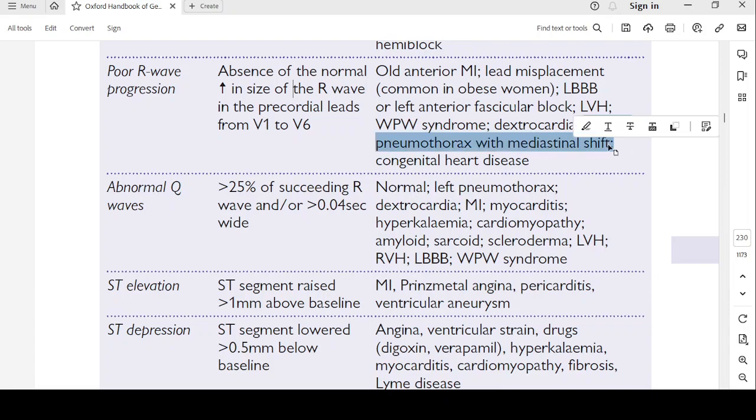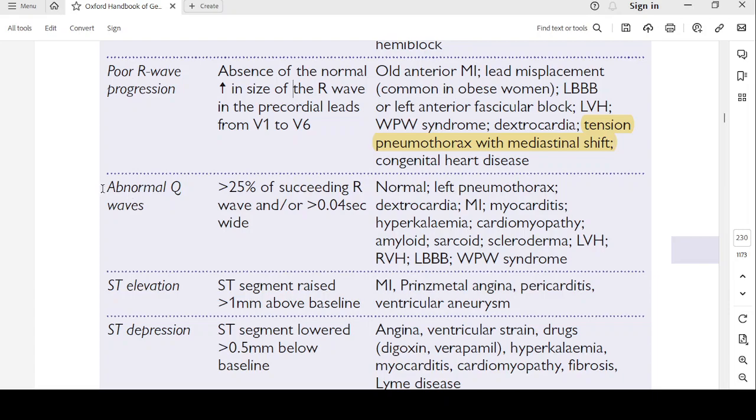So this is one thing which is peculiar. That is, in case of a tension pneumothorax with a mediastinal shift, you will have a poor R wave progression too. Same if you have a congenital heart disease, definitely. In WPW syndrome, you have a prolonged QT interval and a poor R wave progression. Dextrocardia, old anterior MI, lead misplacements like in obese women, and left anterior fascicular block or LBBB.